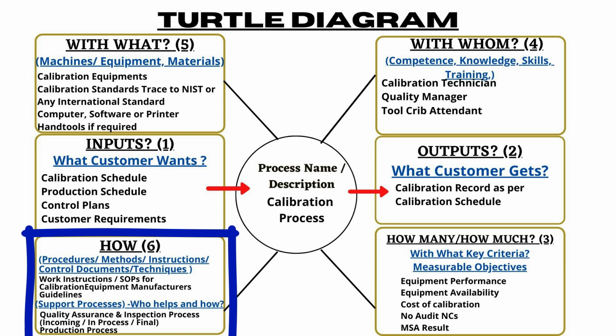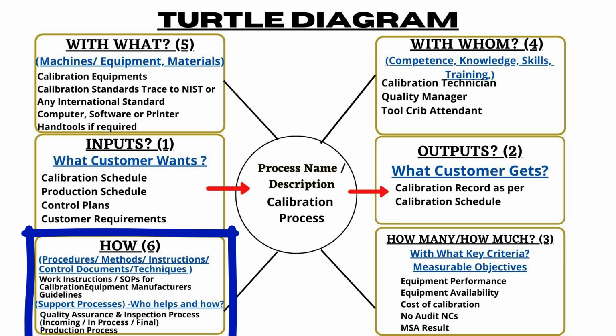I can also mention other processes interacting with the calibration process in my organization. Here, as an example, a production process interacts with the calibration process. This is how you can complete your turtle diagram. It is a very easy way.